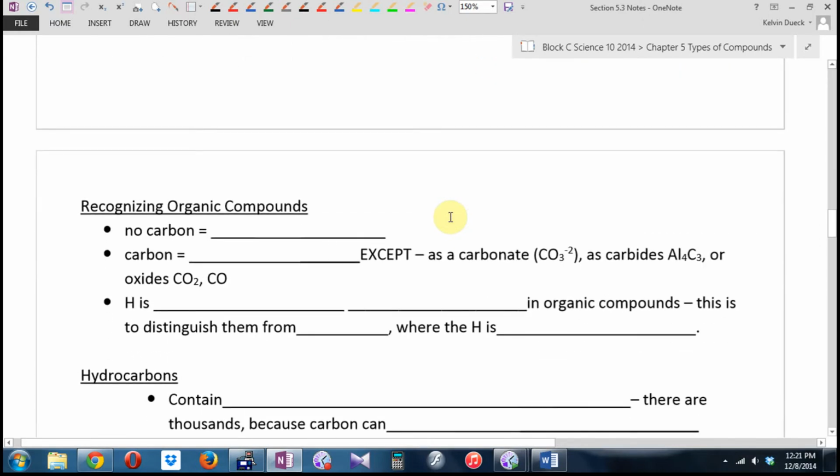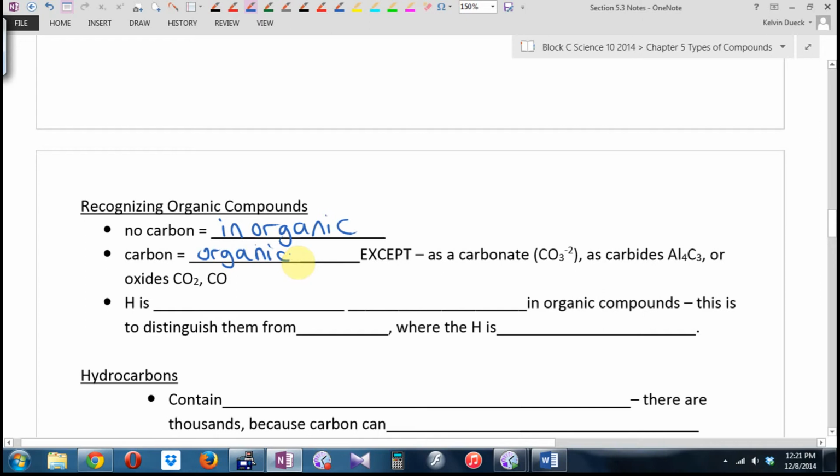Recognizing organic compounds. This absolutely is on your test. First of all, if it doesn't have carbon, it's inorganic. Acids, inorganic, right? HCl, no carbon. Bases, inorganic. NaOH, no carbon. Salts, inorganic. Oh, carbon means organic except.